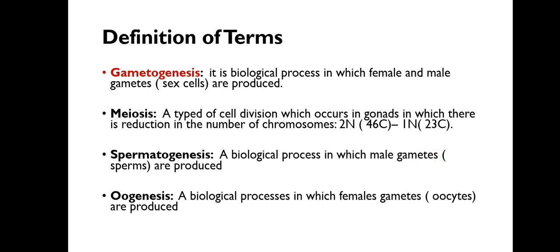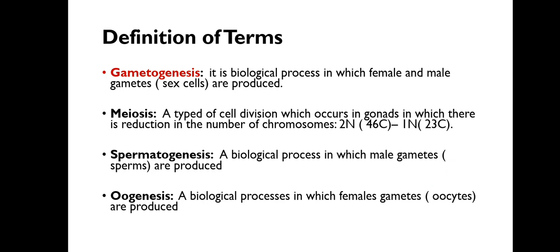So what did we look at in this slide? We looked at gametogenesis being the overall process that involves female and male sex cell production. Meiosis, we have said, is the type of cell division which occurs only in sex cells.